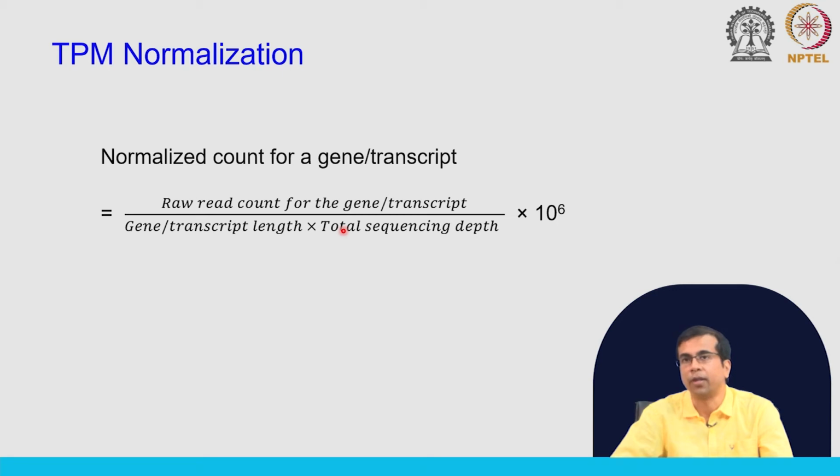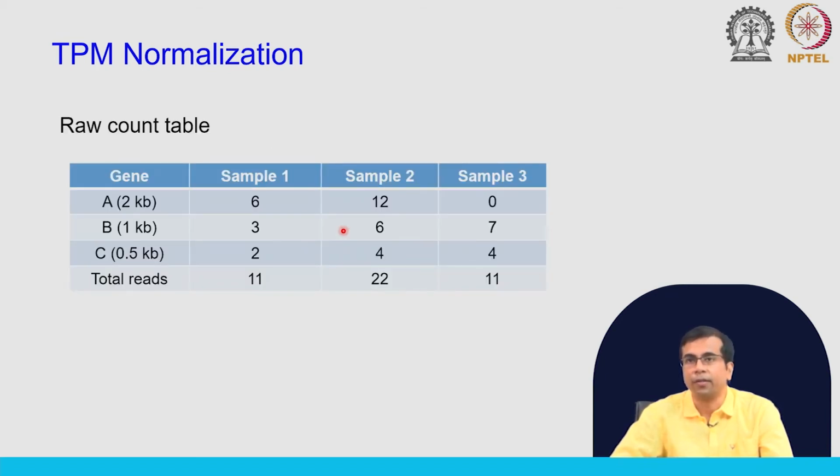Okay. So this is the formula that we also got earlier, but the steps are slightly different, the order of steps, right. Okay, so let us take the example and let us do the TPM normalization ourselves with this very small data set, and we get an idea.